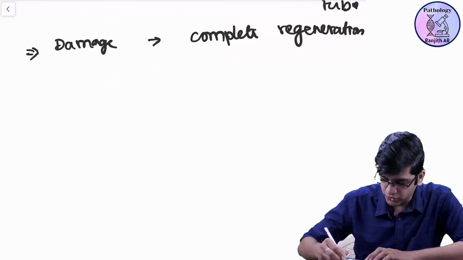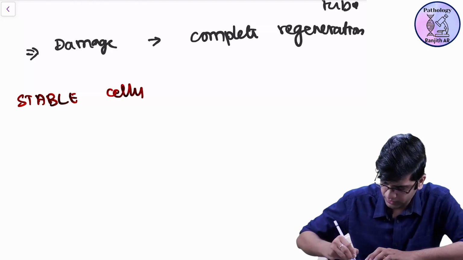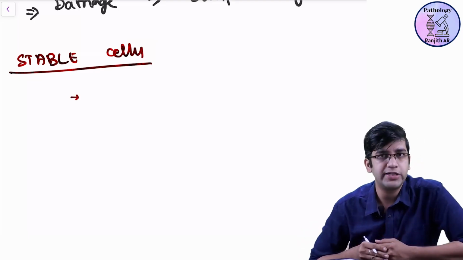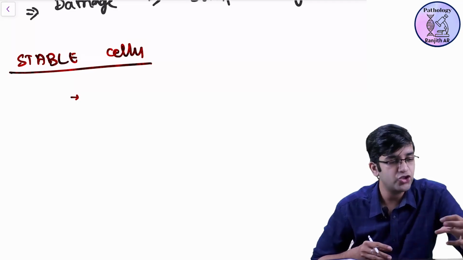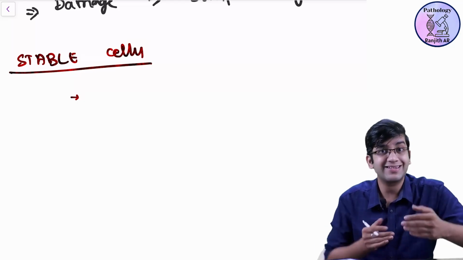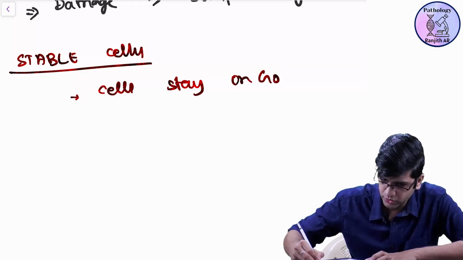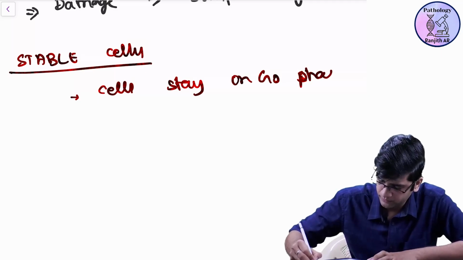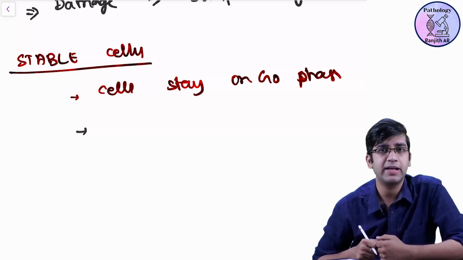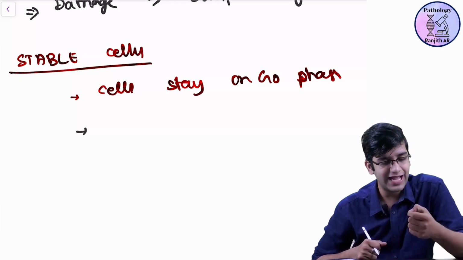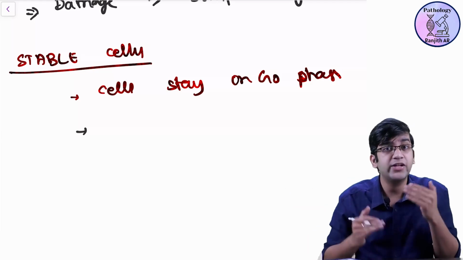Then we'll see what happens to the next group of cells, called stable cells or stable tissues. These cells are not continuously dividing. They are in the G0 phase of the cell cycle. We will read about the cell cycle in the neoplasia chapter. They are not dividing; they are in a resting phase. Does it mean that they can't divide? No, obviously they can divide, but I need a stimulus. Only when I have damage and a growth factor are they going to divide.